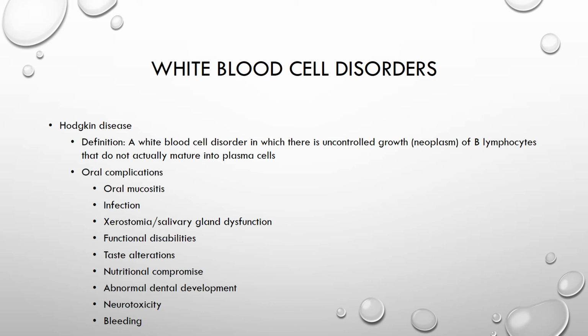These patients are often compromised nutritionally because they do not have the desire to eat or the ability to eat. They can also have abnormal dental development. This can also happen in the bone when the patient is younger than 9. And we have neurotoxicity, which can often mimic dental pain. And of course, there will be bleeding because of the deficiency in platelets.